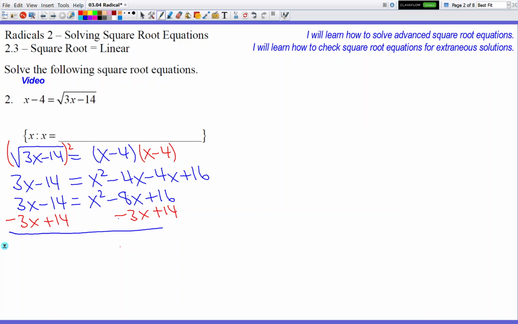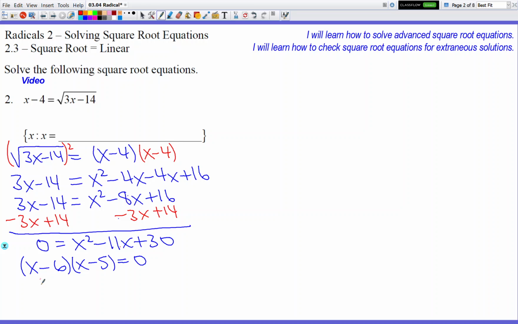Okay, so what do we got? We got 0 on the left side equals x squared minus 11x plus 30. Okay, so just like before, we have three options. We can factor, we can complete the square, or we can use the quadratic formula. Luckily, we can factor, right? What two numbers make 30 when I multiply and negative 11 when I add? And luckily, those numbers are negative 6 and negative 5. So if you can factor, you should always factor because it makes this process of solving way faster.